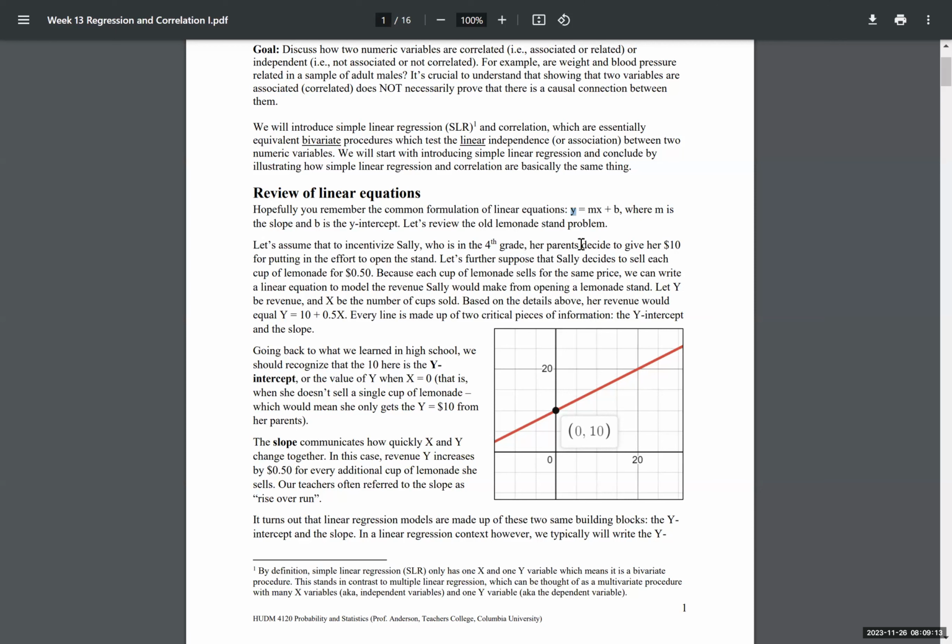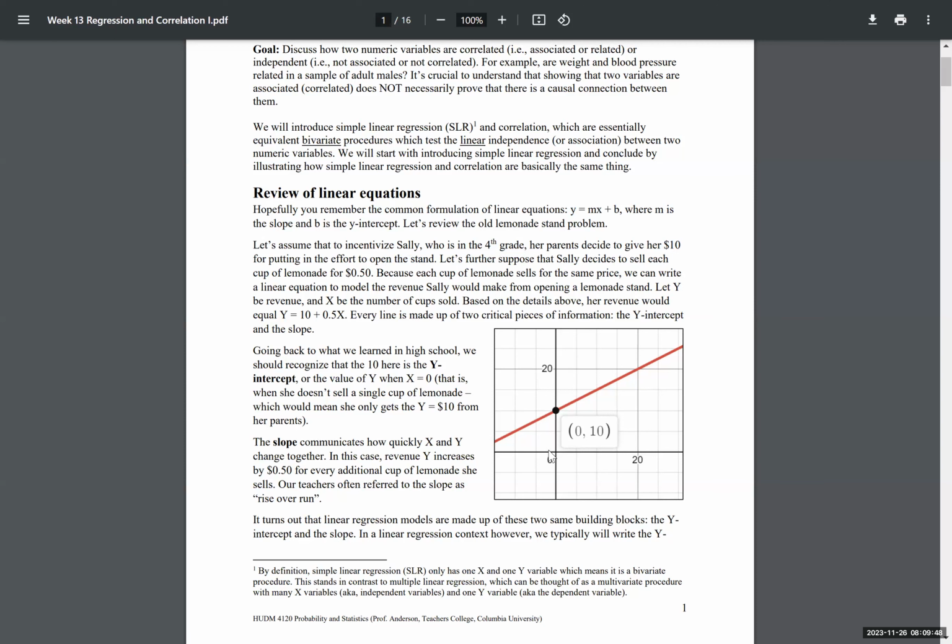So I gave this problem I kind of made up. This is kind of like one of those classic problems for SAT math. It's a lemonade stand problem. So this problem I've set up, we have a little student, Sally, who's in the fourth grade, and her parents decide, hey, let's incentivize Sally to set up a lemonade stand. We think she'll learn some valuable things from operating her little lemonade stand for the day. So to incentivize her, her parents decide, we're going to give you $10 of cash just for opening the stand.